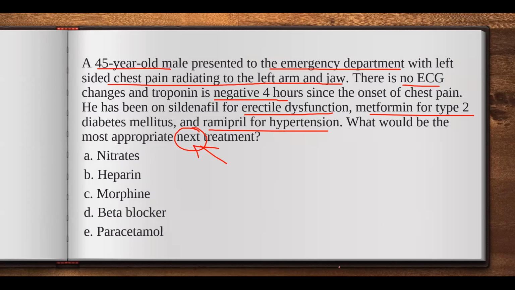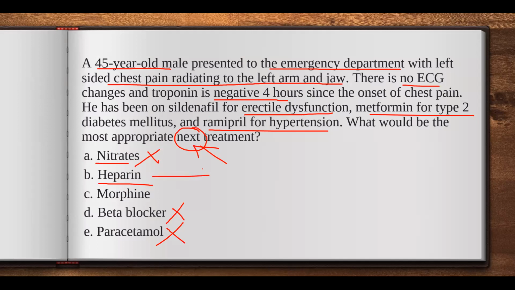Now, what do you want to do here? They're asking the next treatment. So you want to go for nitrate, heparin, morphine, beta blocker, paracetamol. For something cardiac related, paracetamol will not be your choice of painkiller. Beta blocker is usually given in stable angina or maybe after a few days of treating myocardial infarction, not initially. Nitrate is a choice here, but you don't give nitrate to someone who is on sildenafil. Okay, so contraindicated. Then you have heparin and morphine.